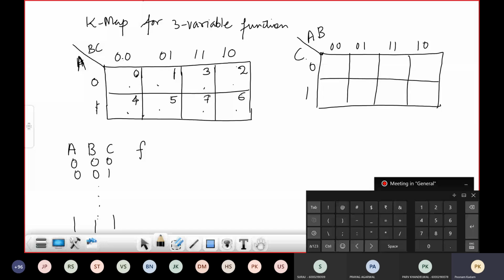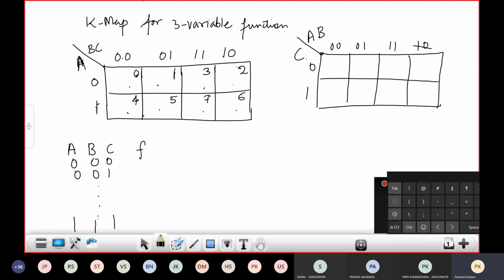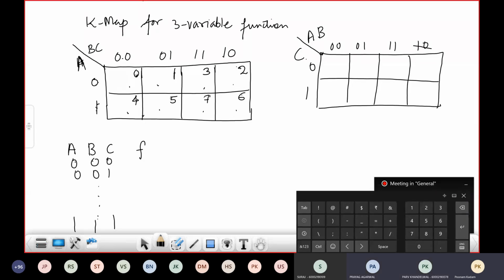Somebody may ask why it is not following binary sequence. You see the label? Can you see the column label? Is it following binary sequence? No, it is not following binary sequence. In binary sequence, 2 comes first and then 3 comes, right? So 0, 0 is 0, 0, 1 is 1, 1, 1 is 3, and 1, 0 is 2, right? This is not following binary sequence. This has been done purposely actually. I'll tell you the reason in some time.